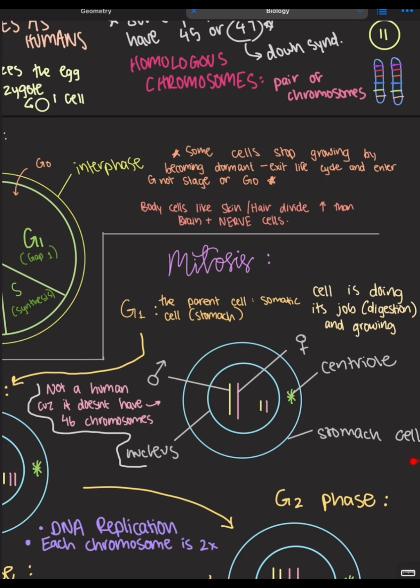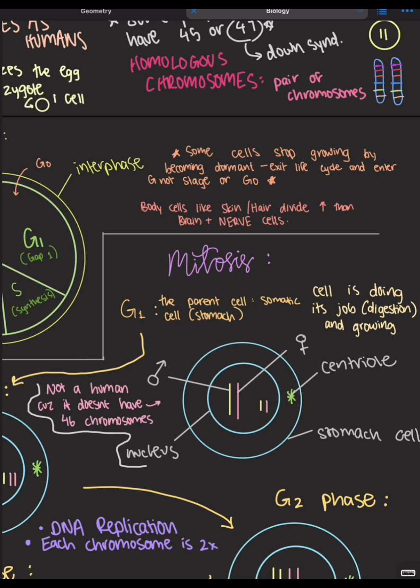And this is a stomach cell. And in the G1 phase, this stomach cell's focus is doing its job. For this cell, it's doing digestion, and it's growing. In the G1 phase, it's growing. And we can actually tell that this cell is not from the human species, because it doesn't have 46 chromosomes in total or 23 pairs.